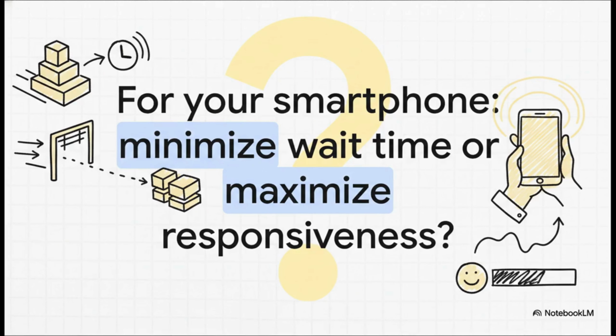So, I'll leave you with this question to think about. If you were the lead engineer designing the next operating system for your own smartphone, what would you prioritize? Would you focus on pure efficiency, trying to minimize waiting time and get as many tasks done as quickly as possible? Or would you sacrifice a little bit of that efficiency to maximize responsiveness, to make sure the user interface always feels buttery smooth and instant no matter what? It's a trade-off. So, what's the right compromise for you?